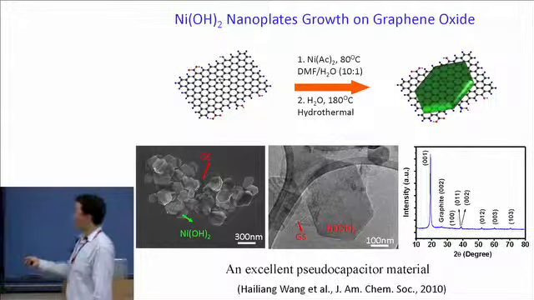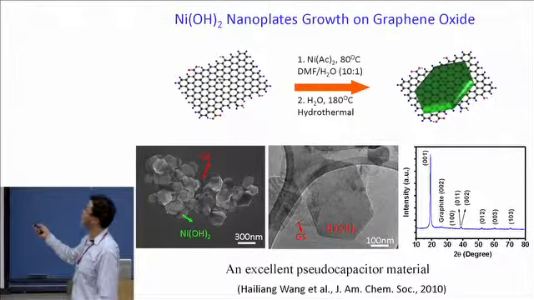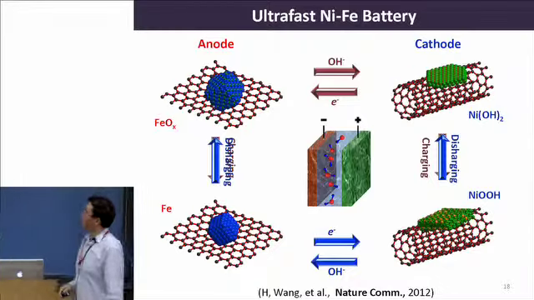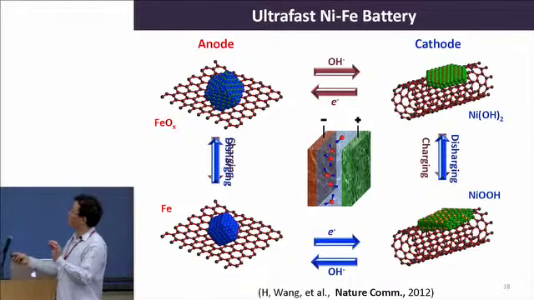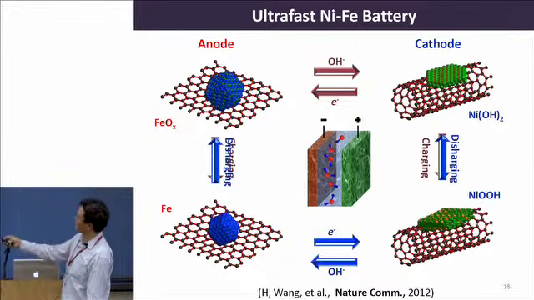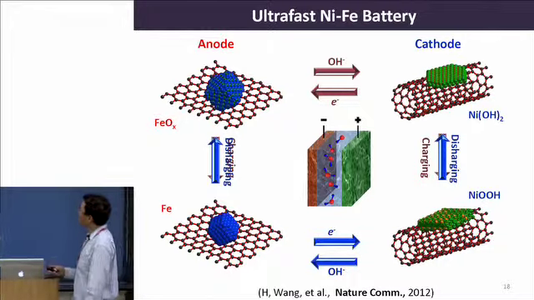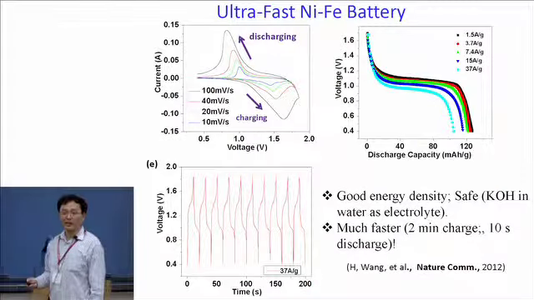This is some data showing the sheet, the plate made on graphene. Once you do that, you can do this for both sides of the electrode and put it together. One is iron, one is nickel. And when you put it together, you can make a battery that runs very quickly.